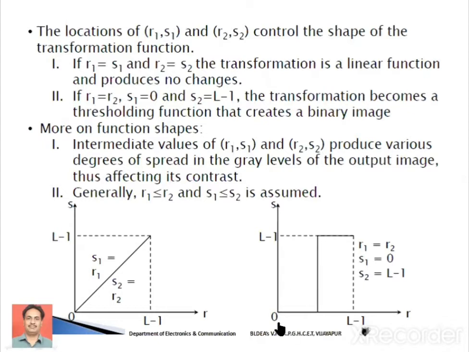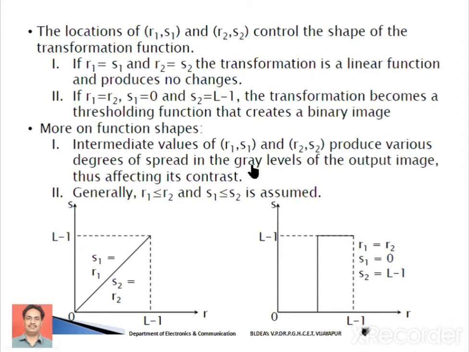That is, the intensity values between 0 to this midpoint are assigned the value 0, and from this midpoint to L minus 1, they are assigned the value 1. So this will produce the thresholding function. The result of this thresholding function is a binary image.